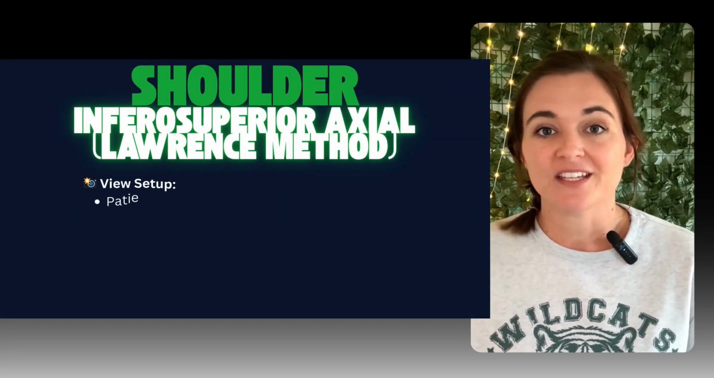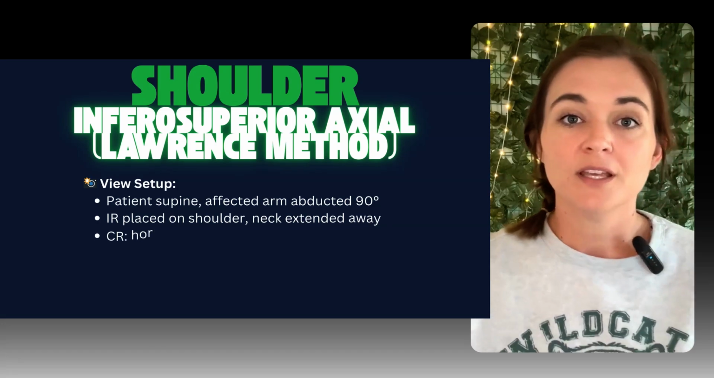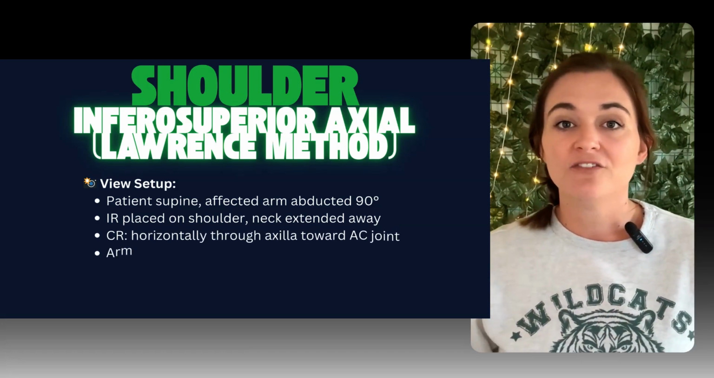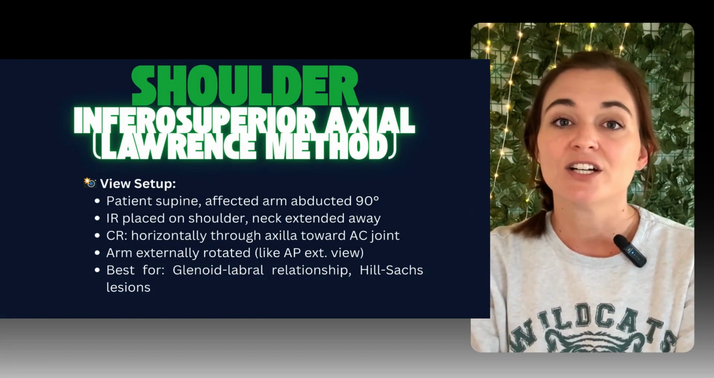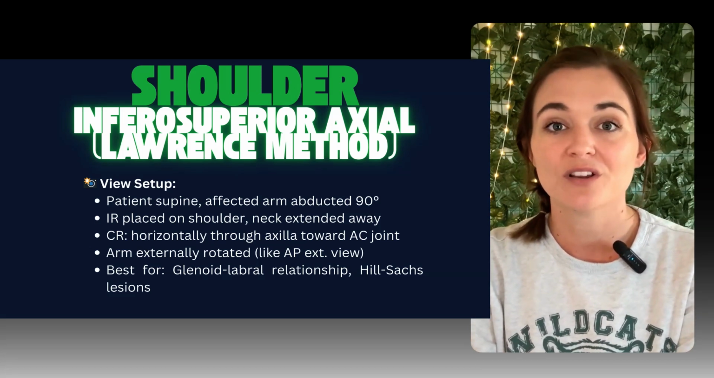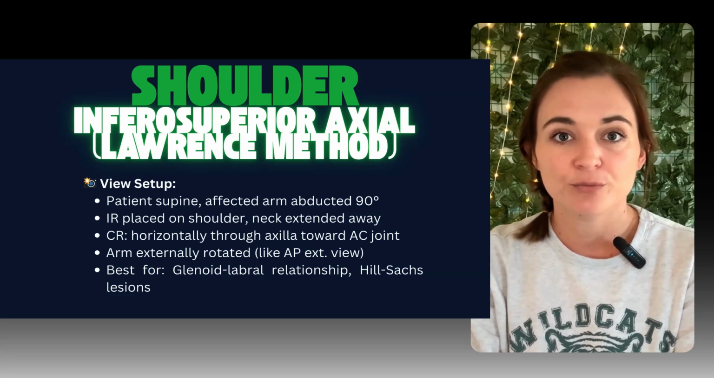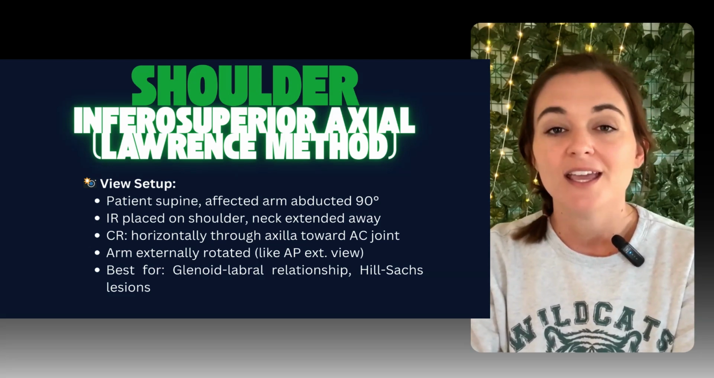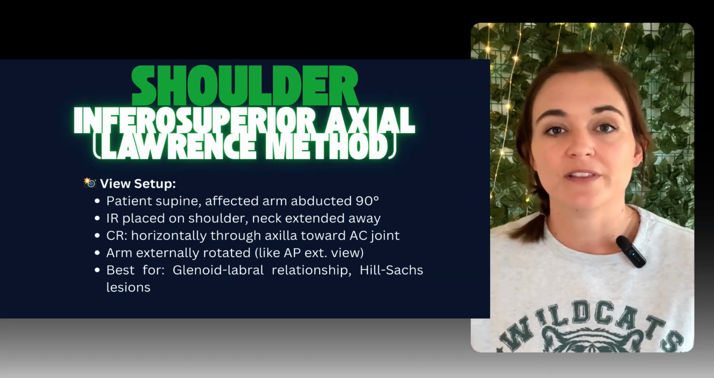The Lawrence method is a horizontal beam axial projection. The patient is supine and the affected arm is abducted 90 degrees, externally rotated. The IR is placed against the neck. The CR is directed horizontally through the axilla toward the AC joint. This view shows the glenohumeral articulation clearly and is great for evaluating Hill-Sachs lesions or the labrum.